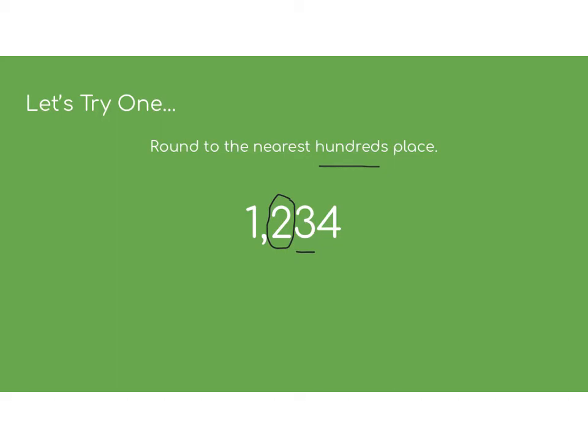3 is in the numbers that round down. 0, 1, 2, 3, and 4. Since it's a round down number, the circled digit stays the same. Every digit in front of the circled digit also stays the same. The underlined digit becomes a 0, and every digit after the underlined digit becomes a 0. We've now rounded.